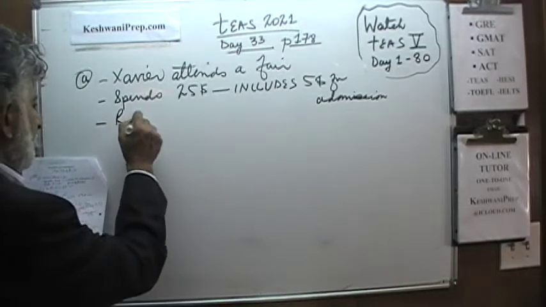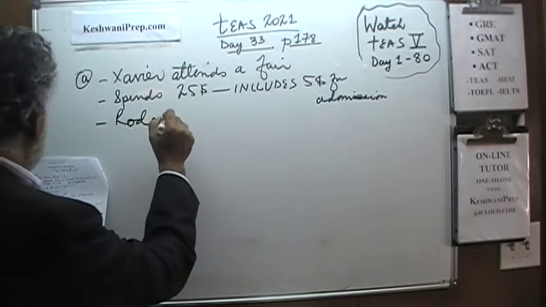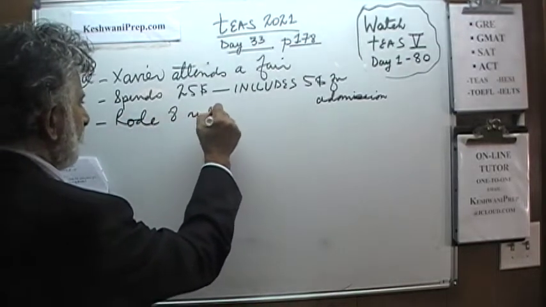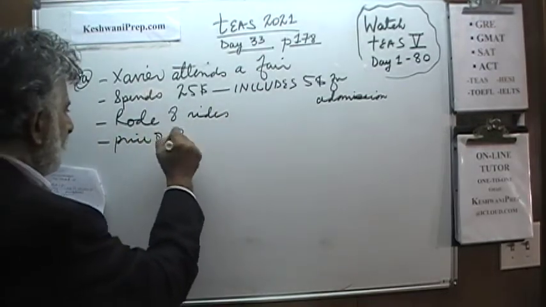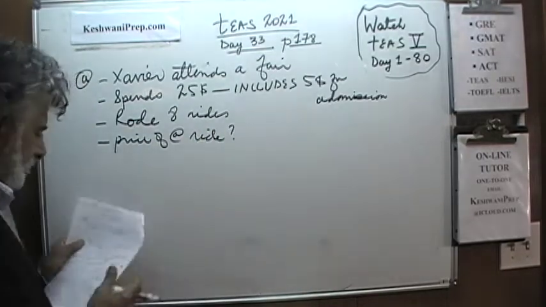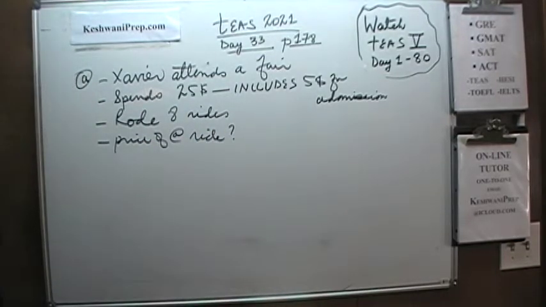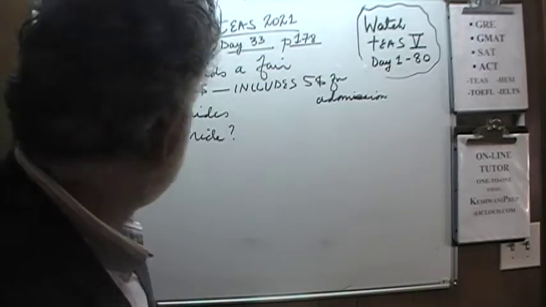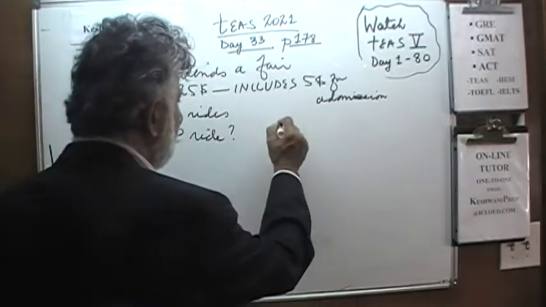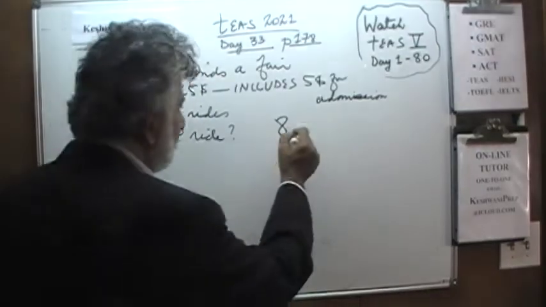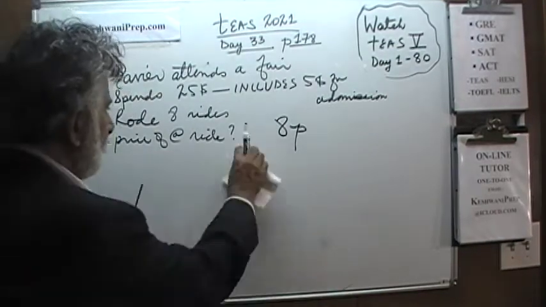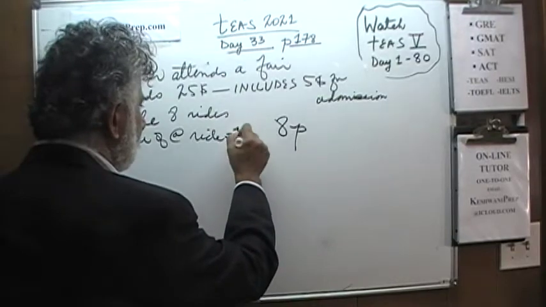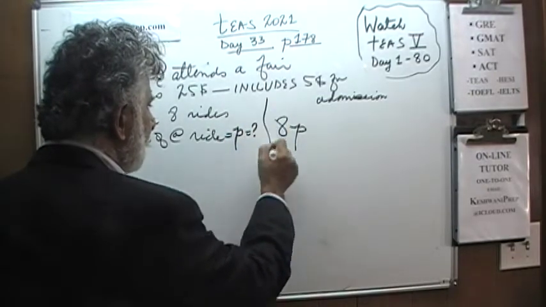Then he rides the rides. He rode 8 rides. The question simply is, what's the price of each ride? Let's think logically. How much did we spend? We spent a total of $25. He rode 8 rides. Let's use the letter P to represent the price of each ride, P for price.